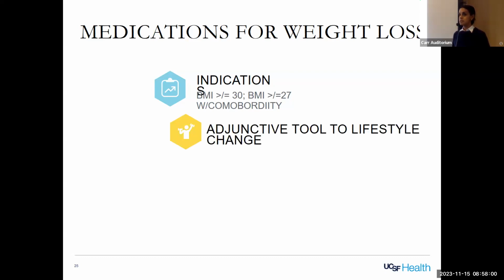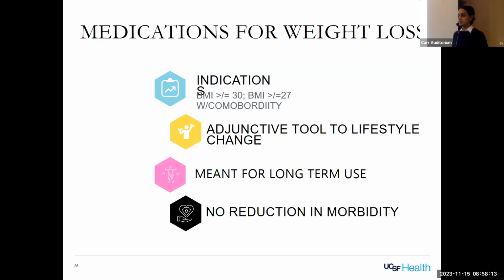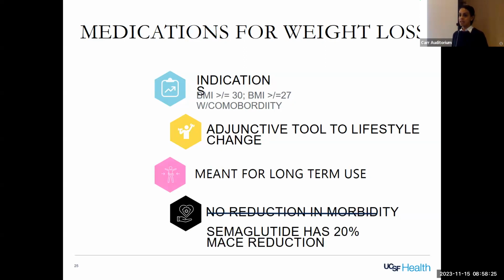Medications are still meant to be used as an adjunctive tool to lifestyle change. It's not a replacement for lifestyle change. Medications are meant to be used in the long run, and we'll go through really clear data on that. And I used to say that there was no reduction in morbidity and mortality associated with medications, so you really have to weigh those pros and cons. As of Saturday, we now know that semaglutide has a 20% MACE reduction in individuals with obesity.